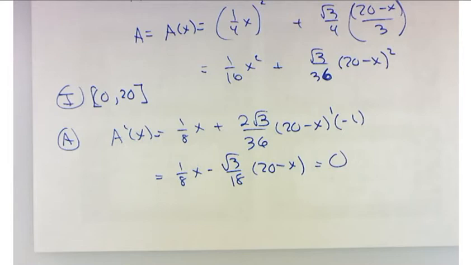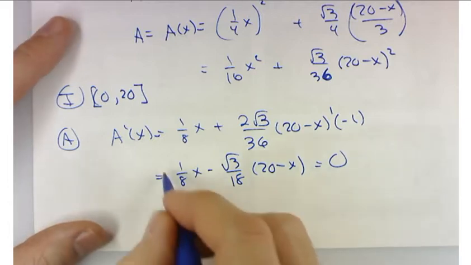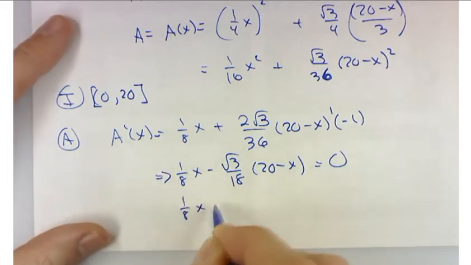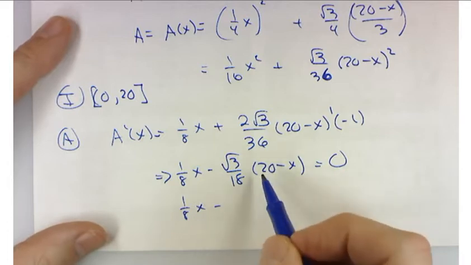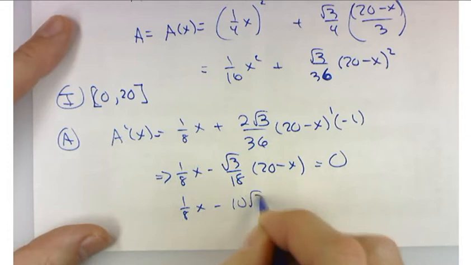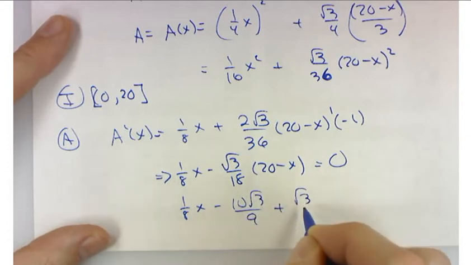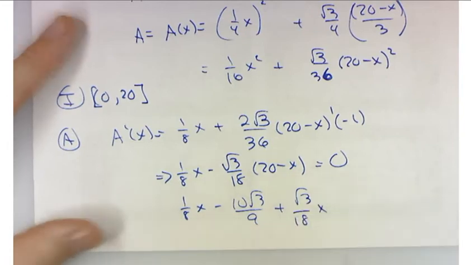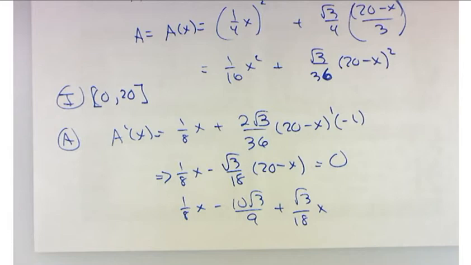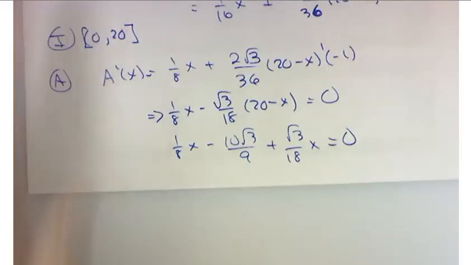I think probably what I'll do is distribute this term to both of these. So 1/8 x minus, let's see, we're going to do some cancellation. There's going to be a 2 that'll cancel, so I'll have 10 square roots of 3 over 9 plus square root of 3 over 18 times x. Yeah, it's looking kind of ugly, isn't it? Equals 0. That's okay.